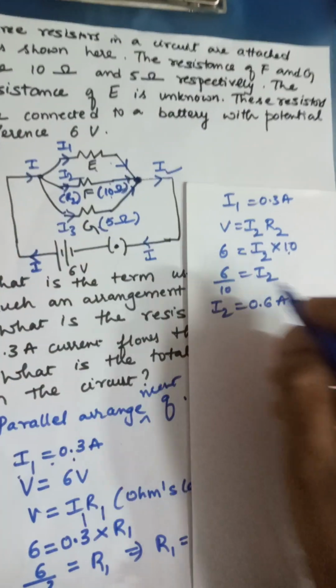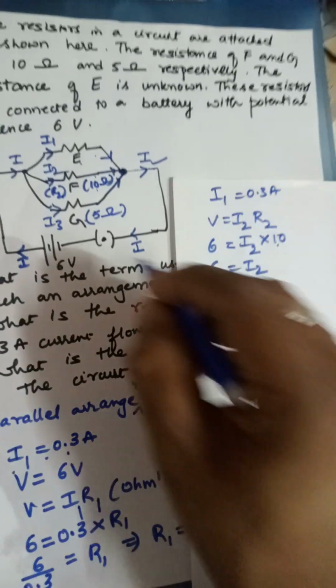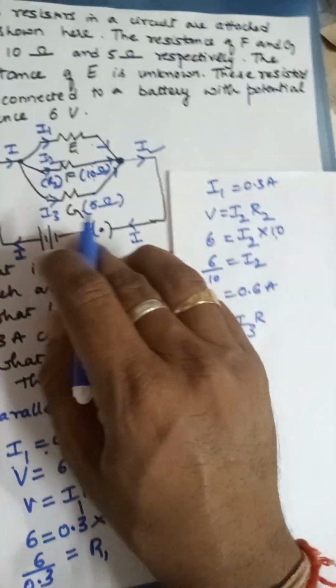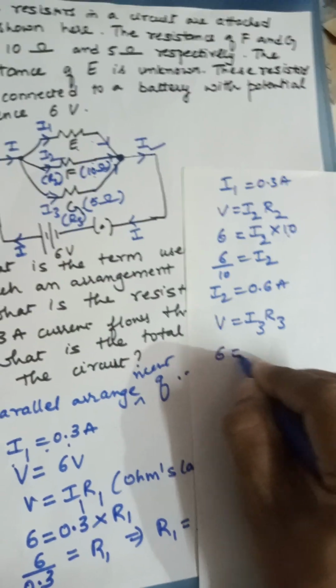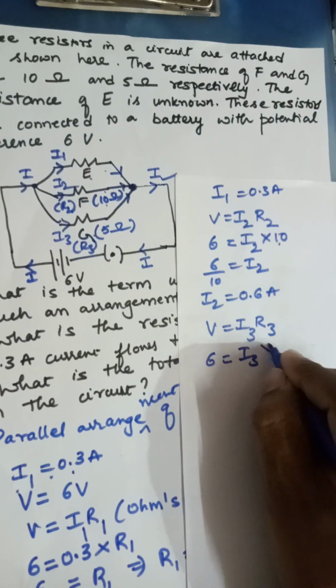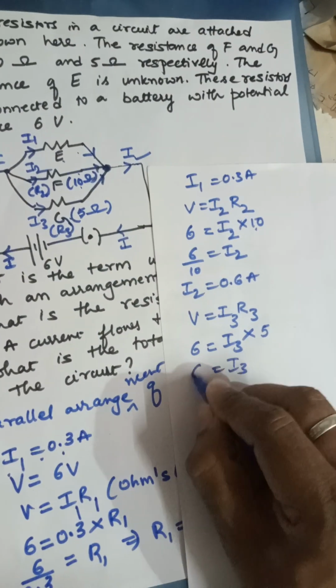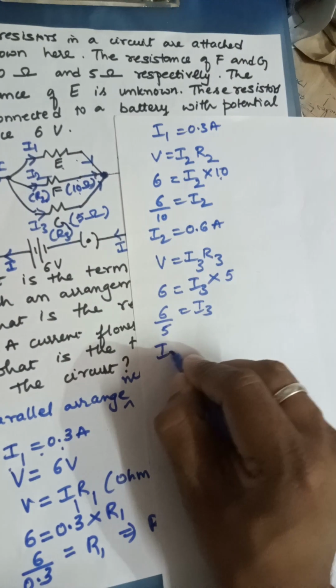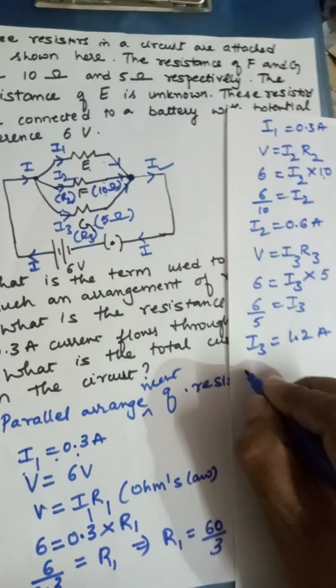Now similarly we need to find the value of I3. Again, using the formula V is equal to IR. Now the current is I3 through the resistor G. I will assume the resistance of the resistor G as R3. V will be equal to 6 volts. I3 we do not know. R3 is given as 5 ohms. So I3 will be equal to 6 by 5. So I3 will be equal to 1.2 amperes.